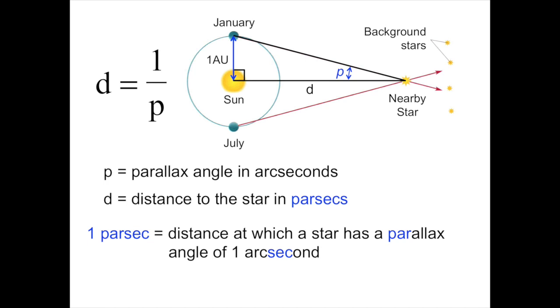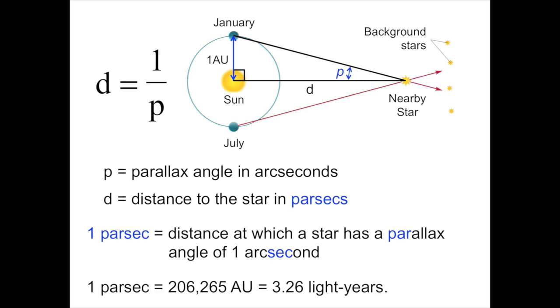The parsec is going to be the fundamental unit we use because it is directly relatable to two fundamental observables: the parallax angle of the star measured in arc seconds, and is calibrated in terms of 1 astronomical unit, the distance of the Earth from the sun. If I now show what a parsec is in those units, a parsec is 206,265 astronomical units, which translates into 3.26 light years, a light year being the distance that light travels through a vacuum in 1 year.